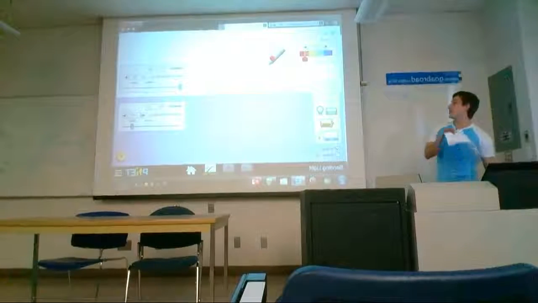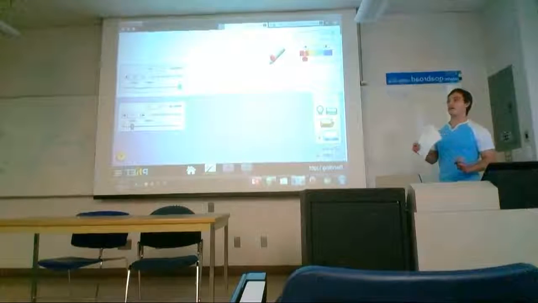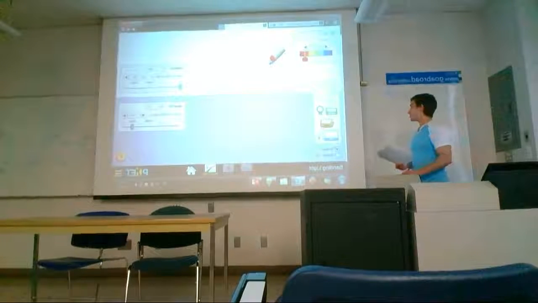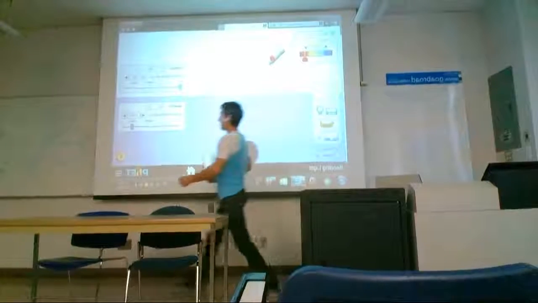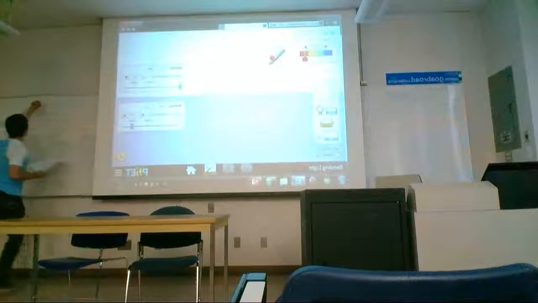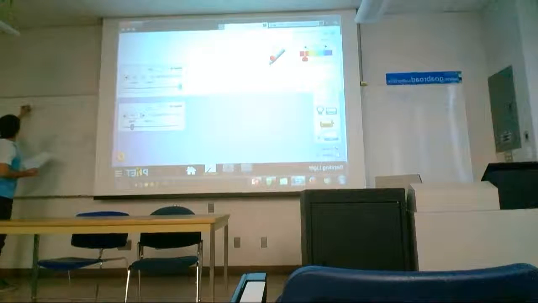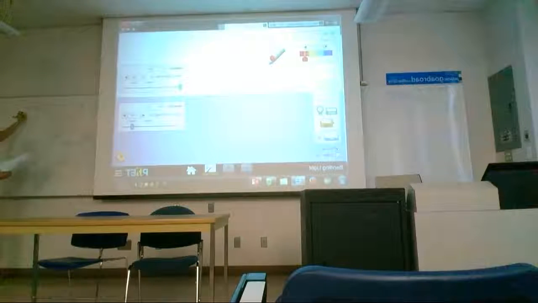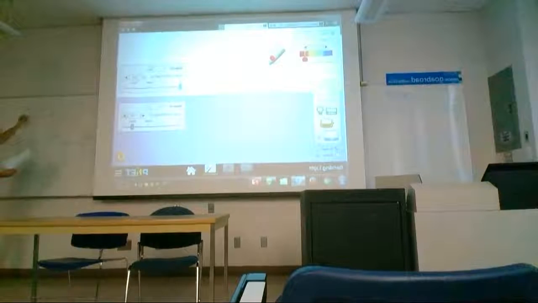Now, for this simulation, it says air is 1. Air is almost 1. What it really should say is vacuum, because that's absence of matter, rather. So do remember that.